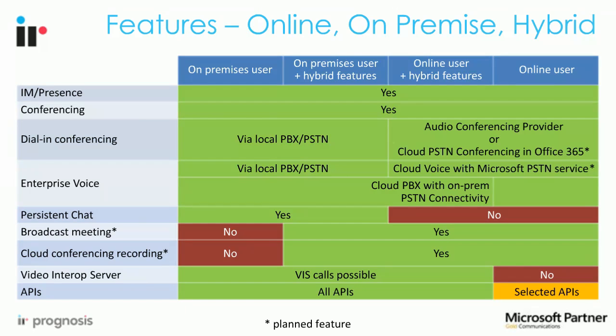Persistent chat is something that is only available on-premises, not available in online today. Broadcast meeting, again, as a pure on-premises user, it's not available, but if you take a look at an on-premises user in a hybrid deployment, you can access broadcast meeting. You can be an on-premises user, but if you were to really take advantage of some of the features that are only available in cloud, you can deploy hybrid, and that's where hybrid becomes the most popular choice by our customers.